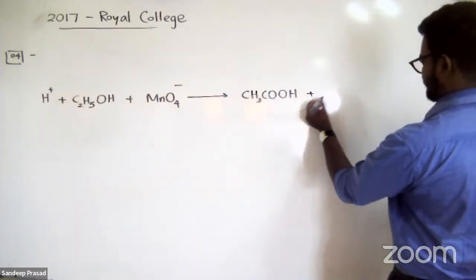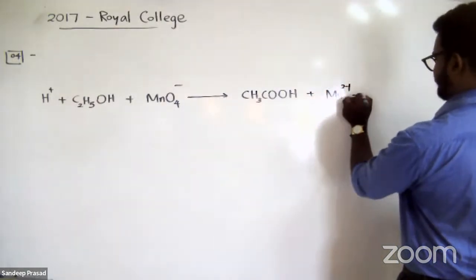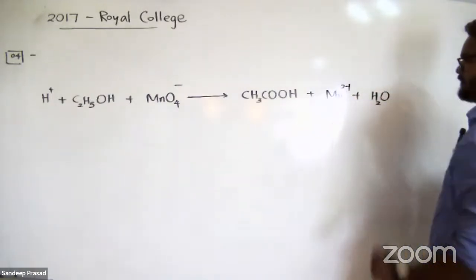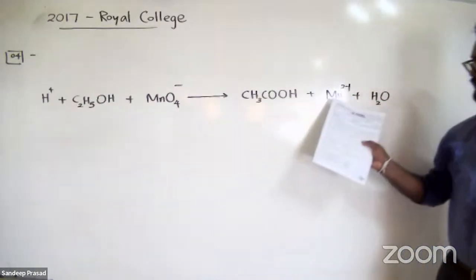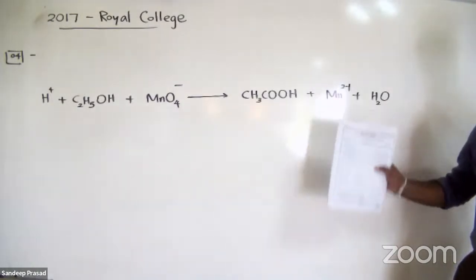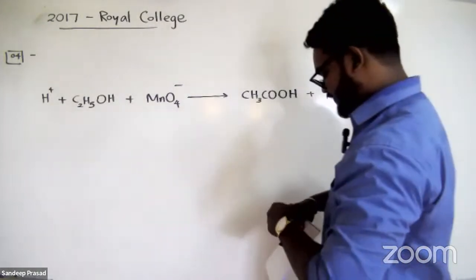And here probably the product should be Mn2+ and water, because we know that in the acidic medium, permanganate is going to convert into Mn2+. I told you that one, right? Now this is very important.